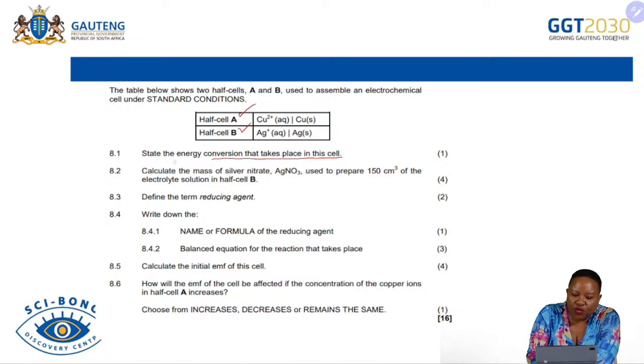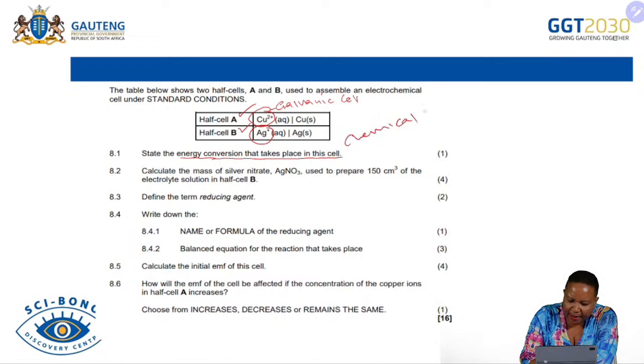Obviously, for the energy conversion that takes place in this cell, because there are two electrolytes, you can see it's a galvanic cell. Therefore, it means it converts chemical energy to electrical energy. And then number 2 says calculate, this is very important, calculate the mass of silver nitrate used to prepare 1.50 decimeter cube of electrolyte B.